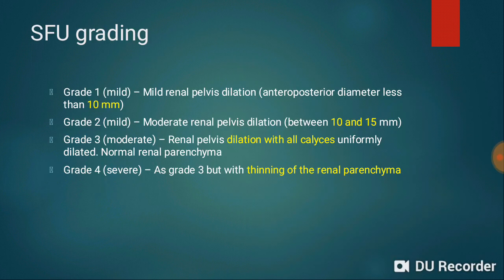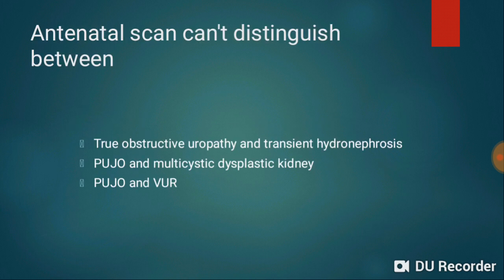Coming to grading in terms of numbers, it is mild antenatal hydronephrosis when the anteroposterior diameter is less than 10 mm, moderate when it is 10 to 15 mm, and grade 3 is renal pelvis dilatation with uniform dilatation of all calyces, whereas there is a normal renal parenchyma, and in grade 4 there is thinning of the renal parenchyma. That is regarding the SFU grading in terms of numbers, in case of anteroposterior diameter.